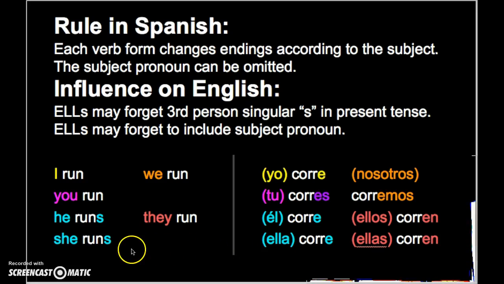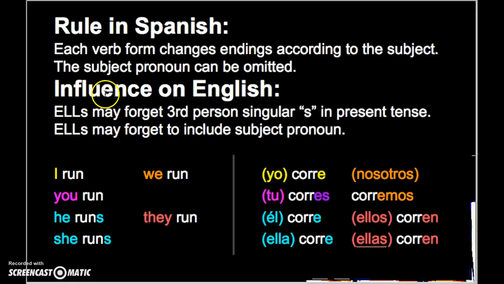However, if you look over here at the English, most of the endings just use the plain form, run, and then only the third person singular in this box has an S. So that is the difference. Also, ELLs might have problems because they might associate the S with plural nouns and mistakenly assume that it's the verb ending for plural subjects.